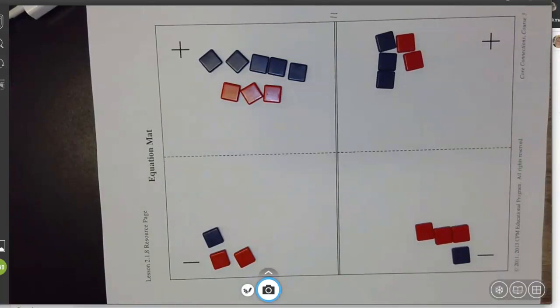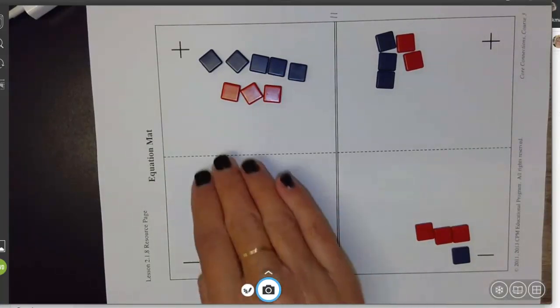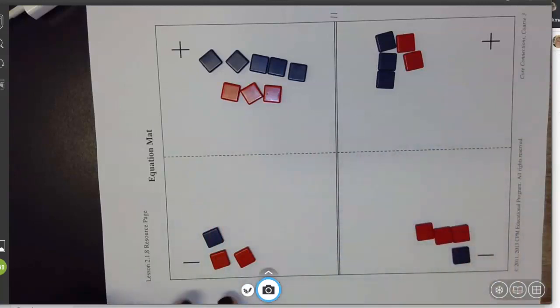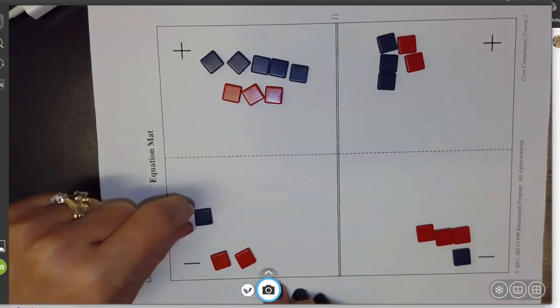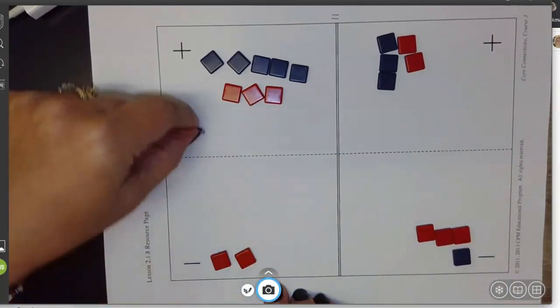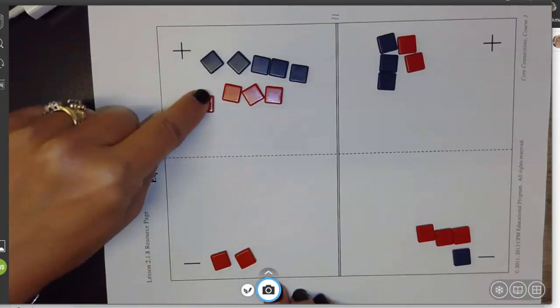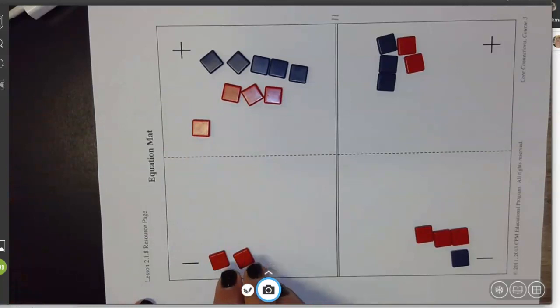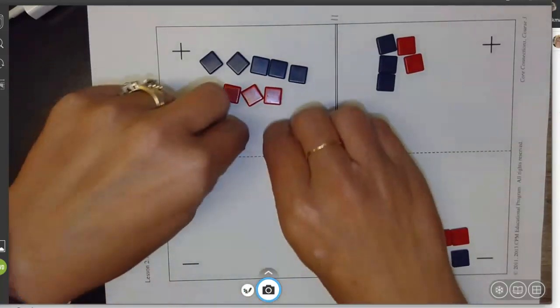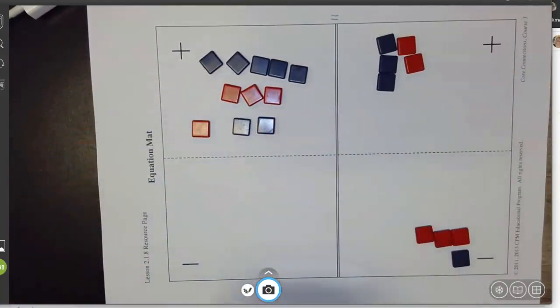Looking at this now, one of the first strategies I like to use is to get everything up in the top, in the positive zone. So everything that I have down here in the negative, I'm going to flip up to the top. This blue is a negative 1, so I'm going to flip it to the red side in the positive area, and I still have a negative 1. This negative of a negative 2, I'm going to flip to the top, and I now have a positive 2, which is a negative of a negative.